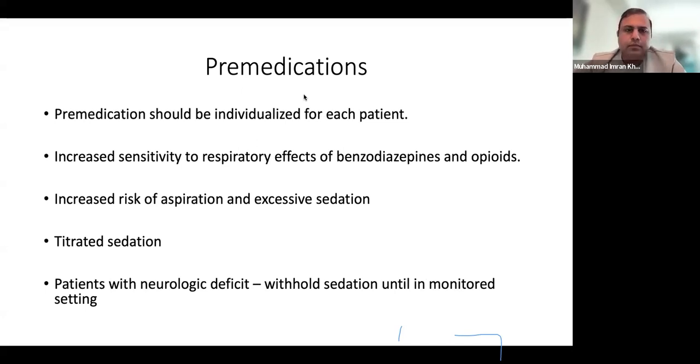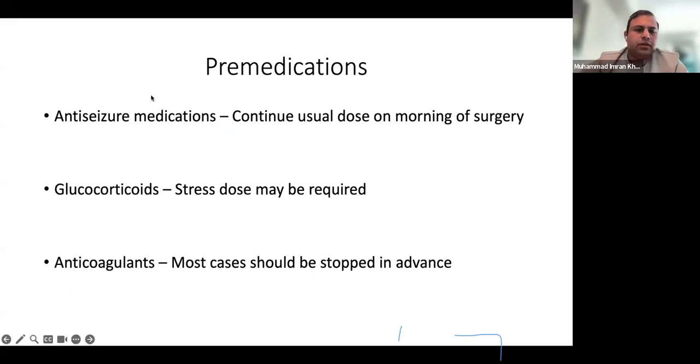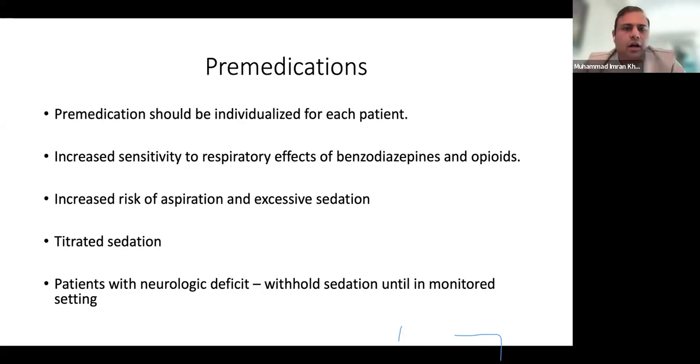So what we discussed in the previous slides are usually home medications, the anti-seizure medications, glucocorticoids, or anticoagulants, apart from the normal home medications. If they are coming for craniotomy, they might be on these medications, and this is what they take at home and what instructions you're going to give. Whereas for these medications, this is what you're going to give once they are inside the hospital premises for the surgery. So patients with posterior fossa pathology may be especially sensitive to the respiratory depressant effects of benzodiazepines and opioids, and may be at increased risk of aspiration and excessive sedation.